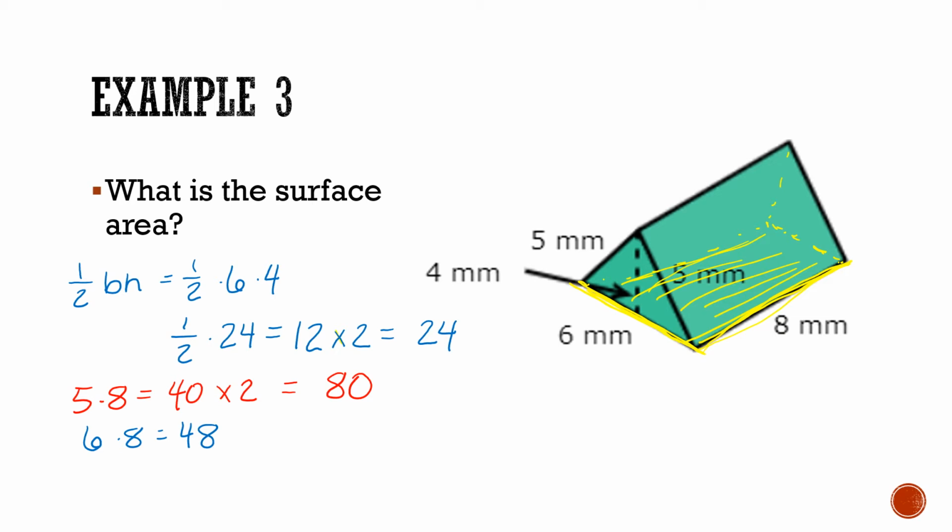So 24 plus 80 plus 48 equals 152 millimeters squared.